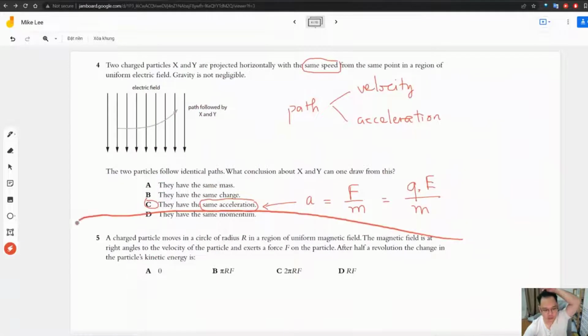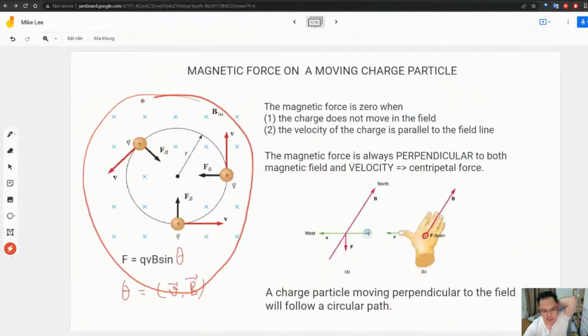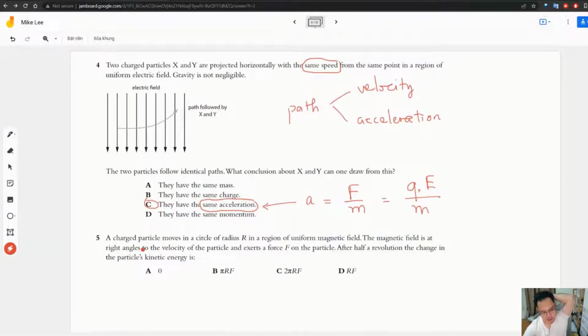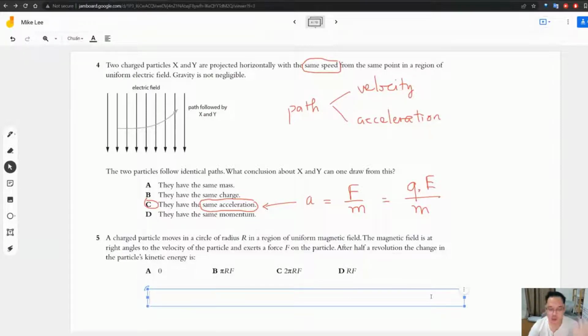Return to the question here. A charged particle moves in a circular path in a uniform magnetic field. The field is at right angles to the velocity of the particle, meaning it will follow a circular path. After half a revolution, the change of the particle's kinetic energy is zero, because the magnetic force is always perpendicular to the velocity. Therefore, it will not change the speed. It only changes the direction of the velocity.